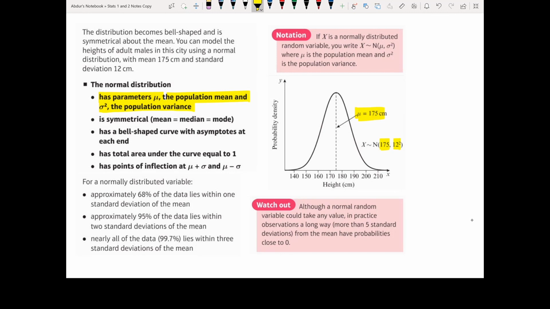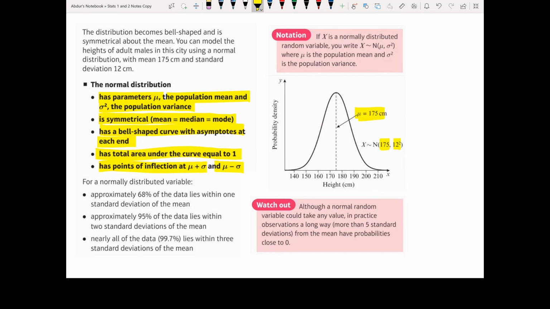It is symmetrical, i.e. the mean, the median, and the mode are equal to each other. It has a bell-shaped curve with asymptotes at each end, and it has a total area under the curve which is equal to 1, which represents all the different outcomes, i.e. the probability of all the outcomes adds up to 1. And it has points of inflection at mu plus sigma and at mu minus sigma.